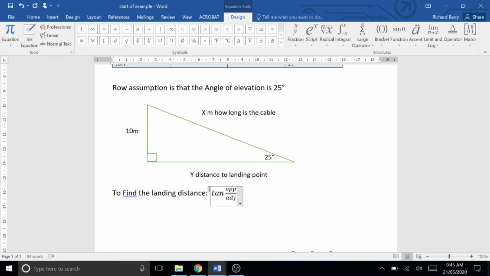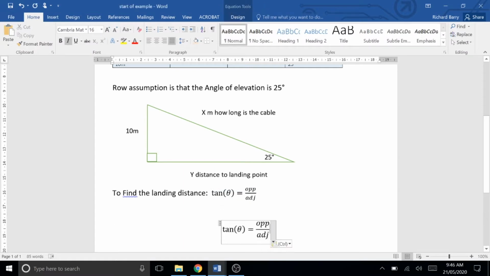Tan theta. Let's bring a theta up, just because it's fun. Theta equals. Okay, so let's get this maths underway. So it's not tan theta, it's tan 25. Okay, the opposite is, of course, 10. This is the number we're looking for, and I've given it the symbol y.